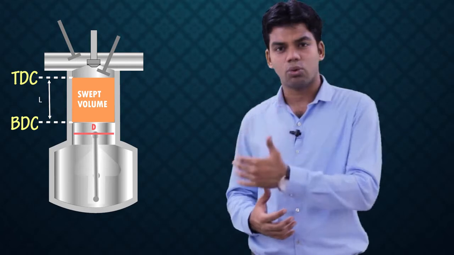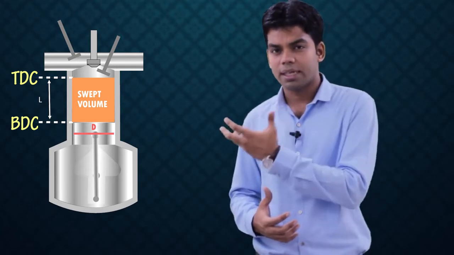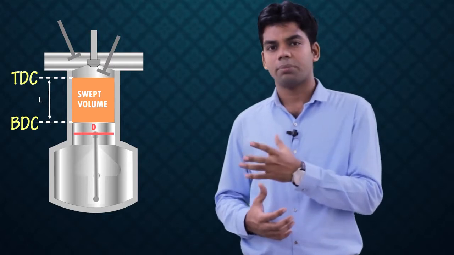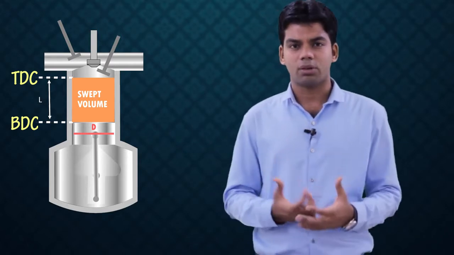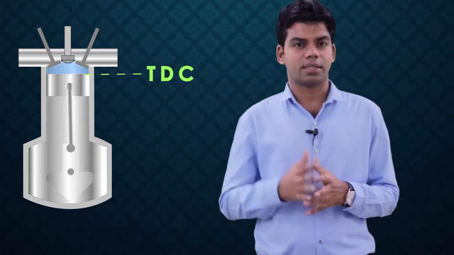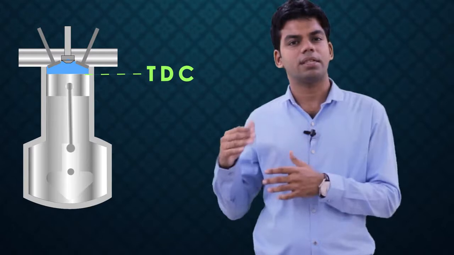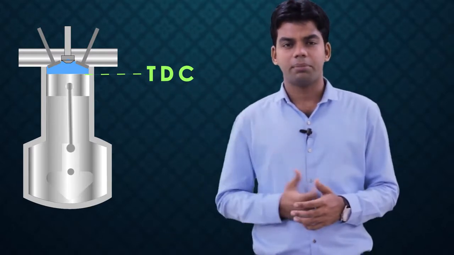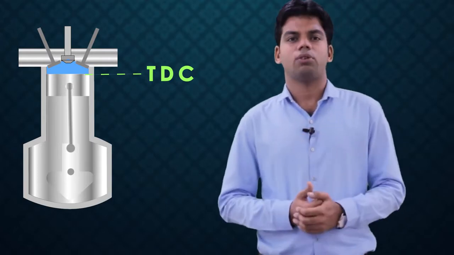So we have the stroke, the length between the top dead center and bottom dead center, and what is the bore? The diameter of the piston, or you can call it the inner diameter of the cylinder, is known as bore. Now the minimum volume of the cylinder, that means the volume when the piston is at top dead center, is called the clearance volume.